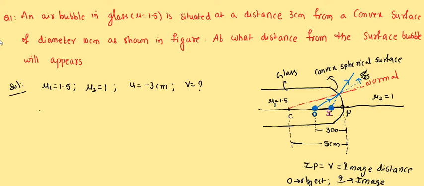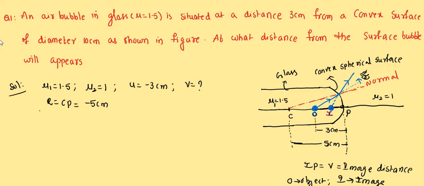The object is the air bubble, situated at 3 centimeters from the pole, and that convex surface has a diameter of 10 centimeters. This convex surface is a part of a sphere. The diameter they gave is 10 centimeters, which means the radius of curvature is 5 centimeters. That is the distance of the center of curvature from the pole, C to P, called the radius of curvature, CP. That is on the left side, so we take minus 5 centimeters.